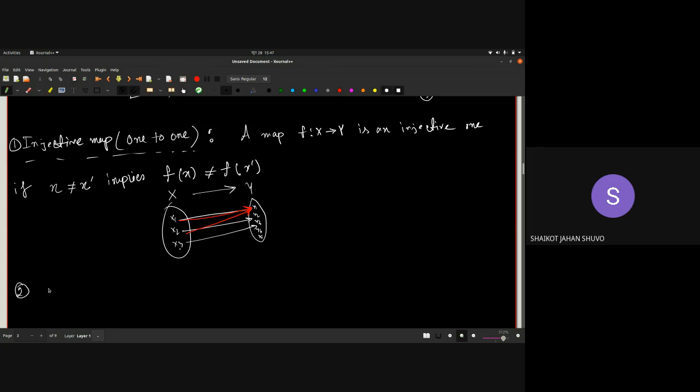The second kind of map we are going to discuss is the surjective map. It's also called an onto map.